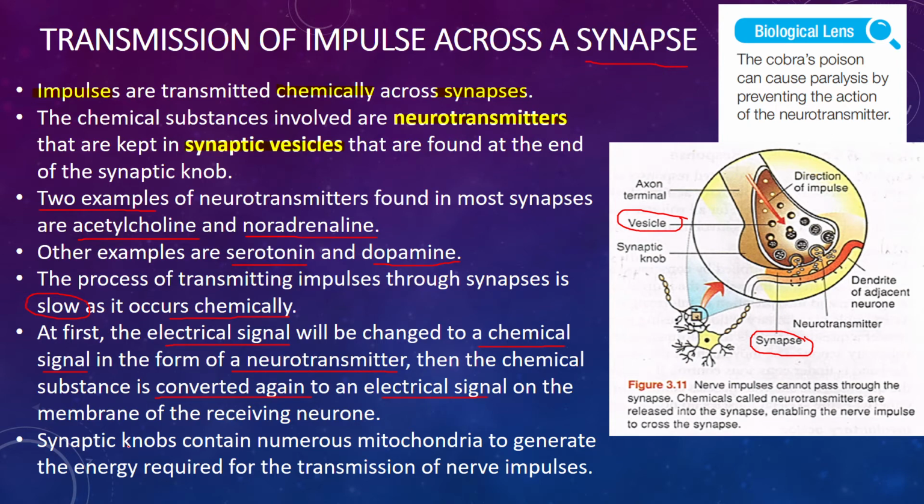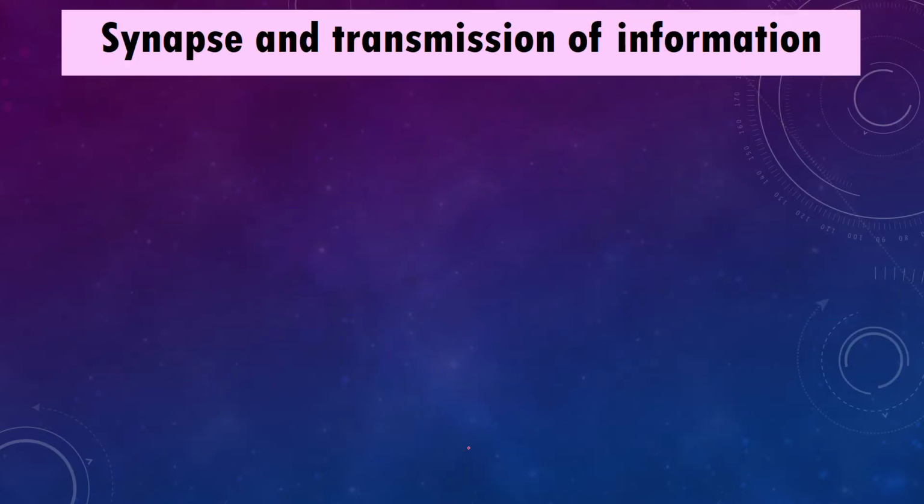Alright, so synaptic knobs. Ini adalah synaptic knob. Okay, iaitu axon terminal, dia punya hujung axon ini has got the bulging part kan. This is known as the synaptic knob. So synaptic knob contains numerous mitochondria. What is the function of mitochondria? That is the site of cellular respiration. So that means kalau banyak mitochondria, it is meant to generate a lot of energy that is required for the transmission of nerve impulses.